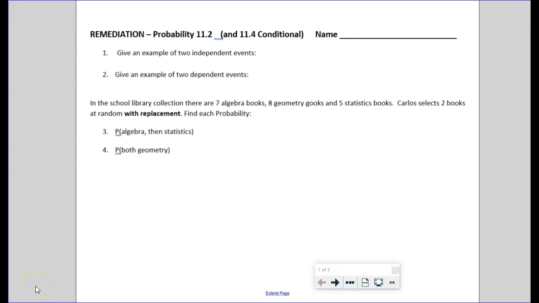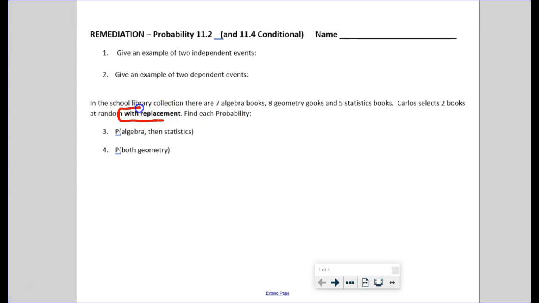Hi, welcome back. This is the remediation for our probability calculations for Algebra 2. It's going to cover basic probability, but also conditional probability. You have to be careful when you're thinking about probability, whether your events are independent or dependent. I'm going to let you fiddle with coming up with two examples of which one's which, but with replacement and without replacement is a big deal.